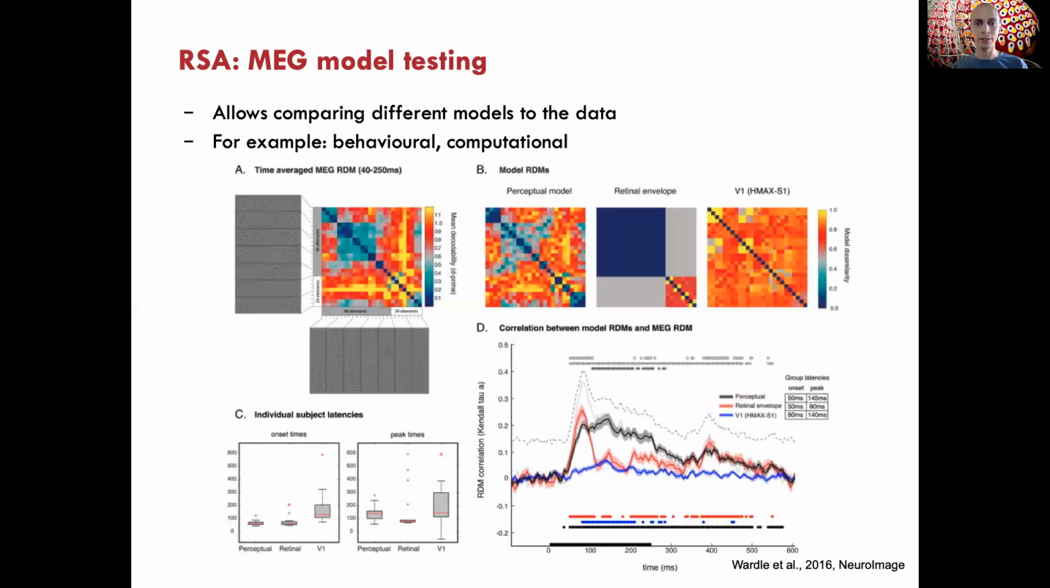So here's an example from a study of ours, Susan Wardle in 2016, where we had MEG data. So here we have a neural RDM, so the RDM constructed from MEG responses to different stimuli. And we compared perceptual models and computational models. So this is a behavioral model, and we compared computational models as well. And then for each of these models, we get a time-varying correlation between the neural data and our model's predictions. And here are the results. So we can see that we get some correlations from our retinal envelope model, we get correlations from our perceptual model, and these correlations were significant across time, and some models outperformed other models. So for the details, I'll refer you to these papers, but just to give you an illustration of what this approach can achieve here.